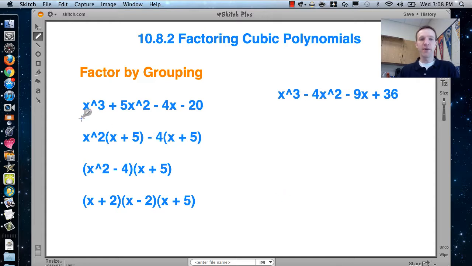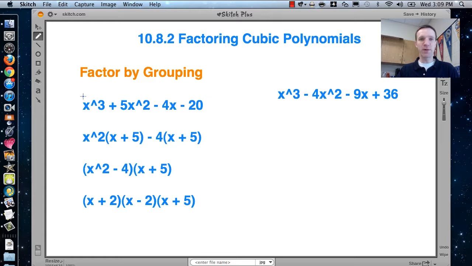Here's our example. We have an expression that looks like this: x cubed plus 5x squared minus 4x minus 20. We have four terms. We haven't worked with factoring four terms before, so that's your first clue that something's different. We're going to try something. We need to have a new plan. So with factoring by grouping, what you're going to try to do is take two terms, group them together, and see if you can factor out a greatest common factor out of those two terms.